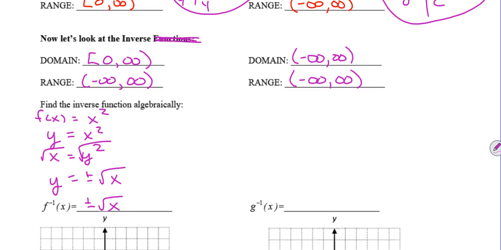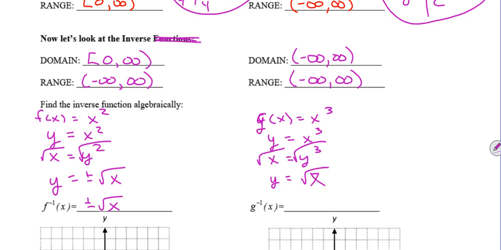We can do the same thing with g of x, x to the third power. Switch that to y. Switch x and y's position. And then we would solve for y by taking the third root. So y equals the third root of x, right? The third root of x. Okay, and then we switch it back to inverse notation, and we get the third root of x.